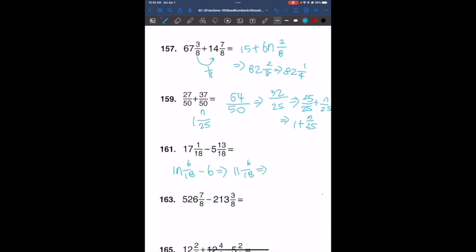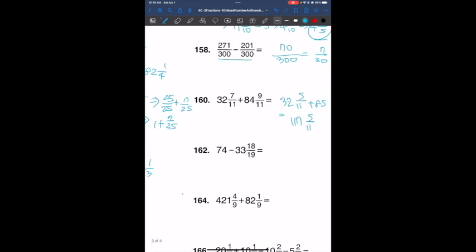And 6 over 18 can be simplified into 1 over 3. So it's going to be 11 and 1 over 3. For 162, it's already a whole number, so we're going to do whole number minus whole number, which is going to be 41. So the answer here is going to be 40 and 1 over 19.